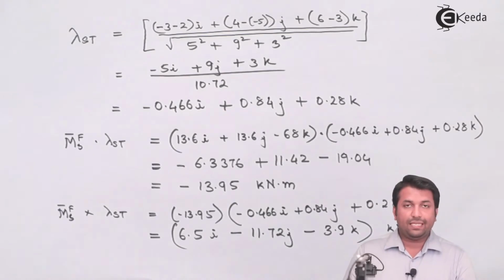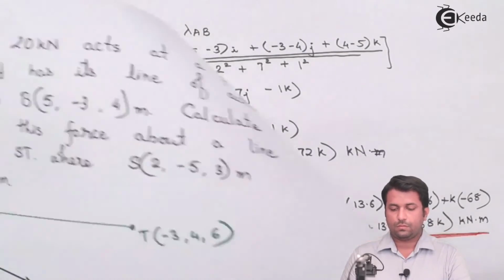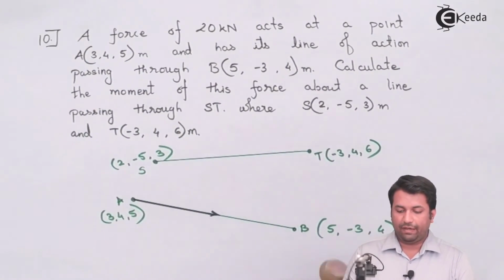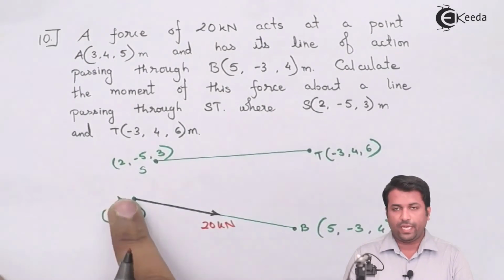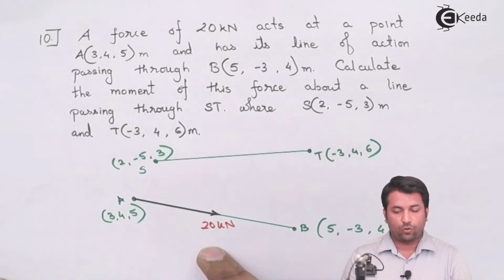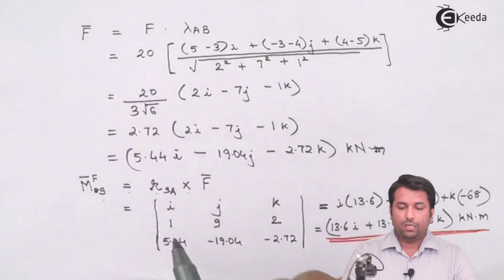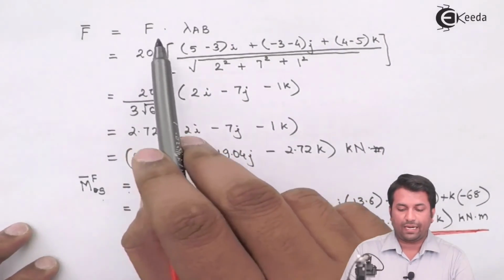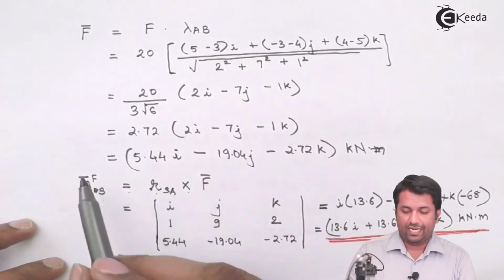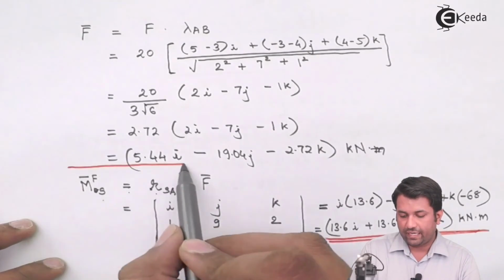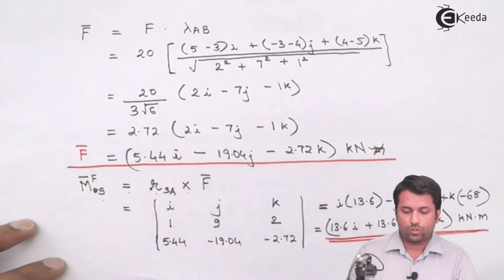So I'll just repeat the steps that we need to do in this case. In the given question, this being my force of 20 kilonewtons acting from A to B, I need to find out the force vector for this force. So I have done that force vector over here. Force vector is nothing but the force magnitude times the unit vector along AB. So I'll get the force vector as this.